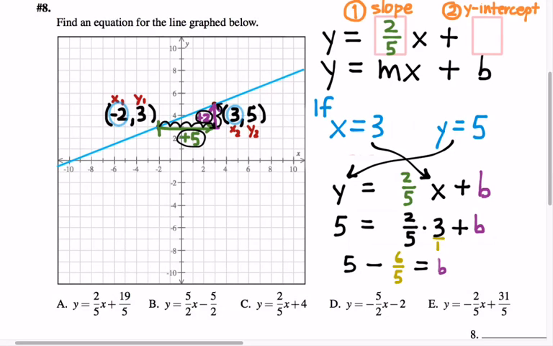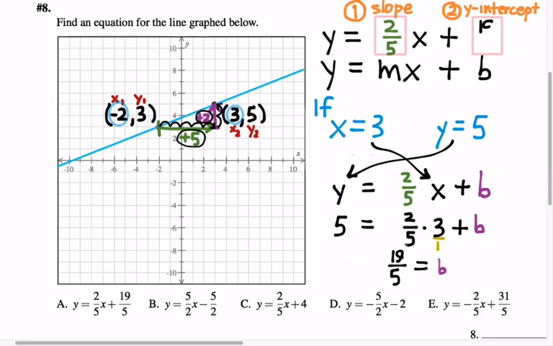Okay. So to subtract 6/5 from 5, we'll get a common denominator. 5 over 1 is the same as 25 over 5. And what's 25/5 minus 6/5? 19/5. So b, our y-intercept, is 19/5.